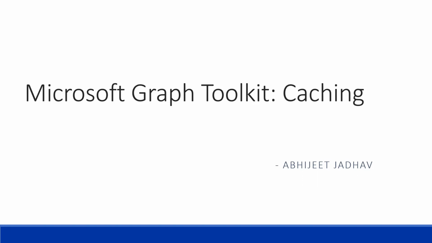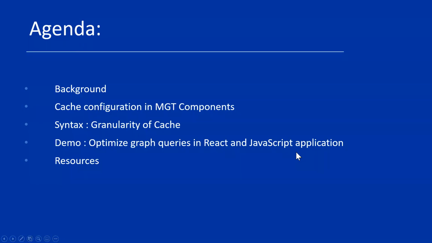Today, I'm going to talk about caching in Microsoft Graph Toolkit. So this is the agenda for today. I'll give you a background around caching and Microsoft Graph Toolkit. Then we'll talk about the cache configuration in MGT Components. I will show you the syntax, the granularity of cache, and how it can be implemented. Then we'll have a cool demo to optimize graph queries in React and JavaScript application. And I'll also show you some resources.